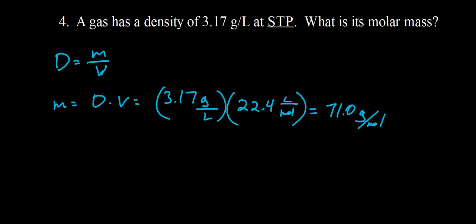So here's a setup. I took the density of the gas and multiplied it by the volume, molar volume to be more exact. Notice that the liters cancel. We're left with grams per mole. So there's probably more than one way of doing this problem. That's probably the easiest way to determine molar mass of a gas given its volume at STP.